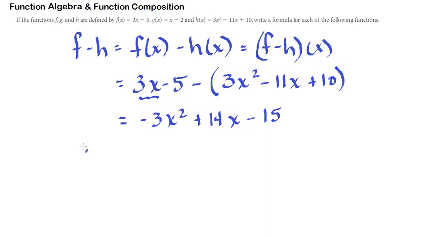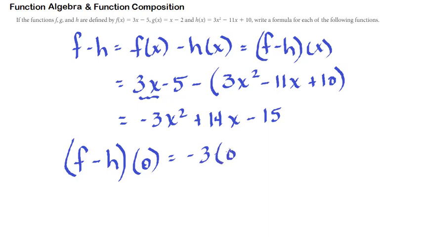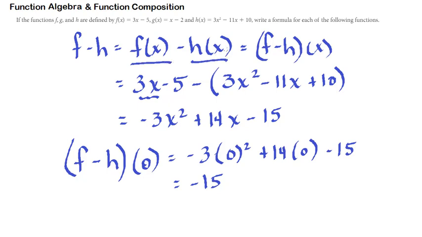They could have also said, what is f minus h, let's say, of 0? And that just means you find f minus h, and you just minus 3 times 0 squared plus 14 times 0 minus 15. Do that computation, and you would get negative 15. Now this means that you could have done f of 0 and h of 0 and just subtracted those two answers. You would have gotten the same thing.